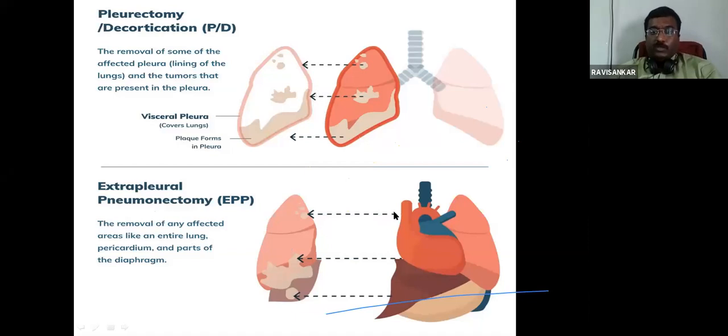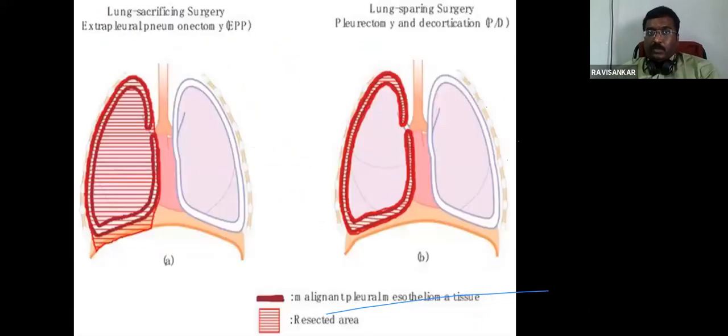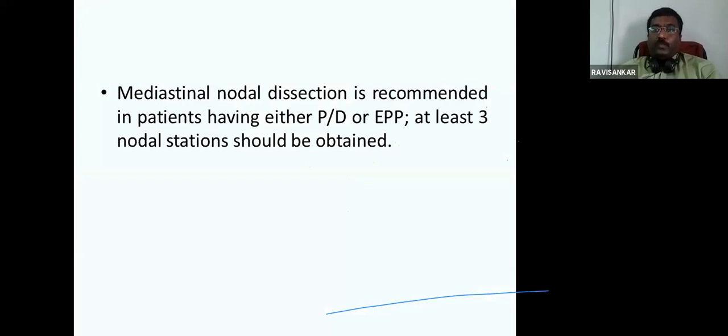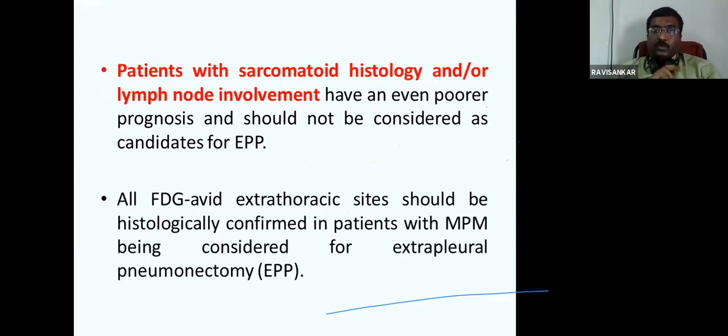The extrapleural pneumonectomy includes the removal of the lung, the pericardium, part of the diaphragm. For the extrapleural pneumonectomy, you need a very high center volume. You need very good fitness of the patient. You have to choose the patient ideally for the extrapleural pneumonectomy. Always do mediastinal nodal dissection. There are two important prognostic factors. One is the sarcomatoid histology, which we already discussed, and the other is lymph node involvement, considered a poor prognostic factor.